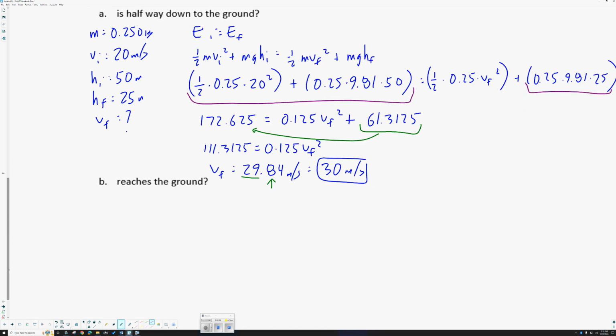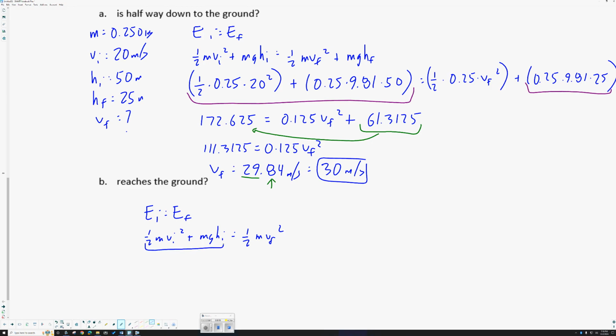Now question B, when it reaches the ground, we should expect a speed that's even more than 30 meters per second. We're going to say EI equals EF, 1/2 mvi squared plus mgh. The initial energy is just going to be the same, isn't it? But the final energy, when we reach the bottom, is only going to be kinetic, because of course when you reach the ground, there is no height, there is no potential energy.